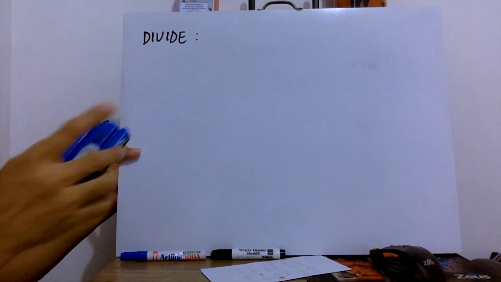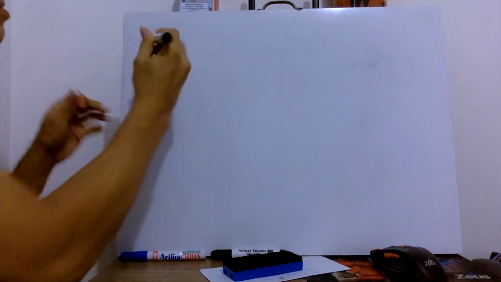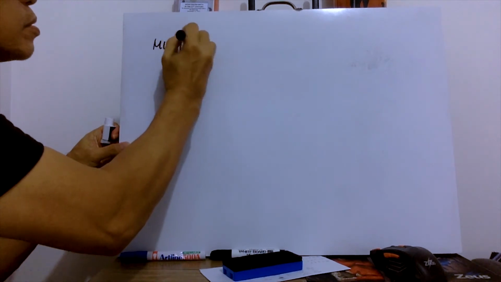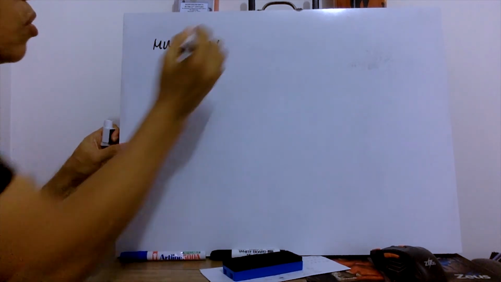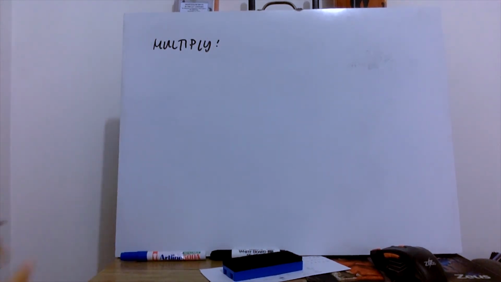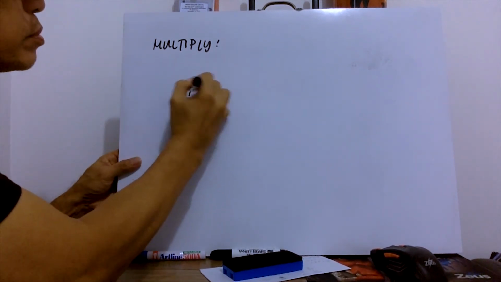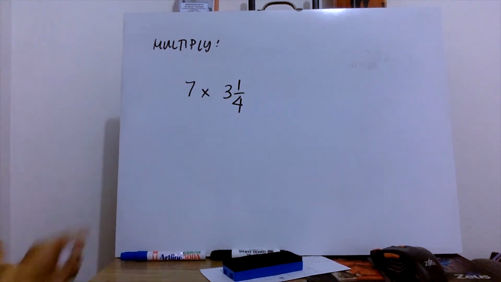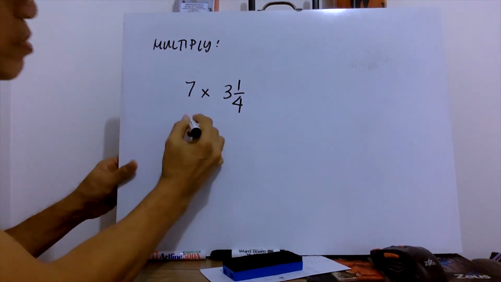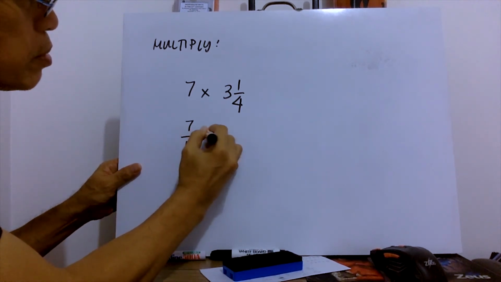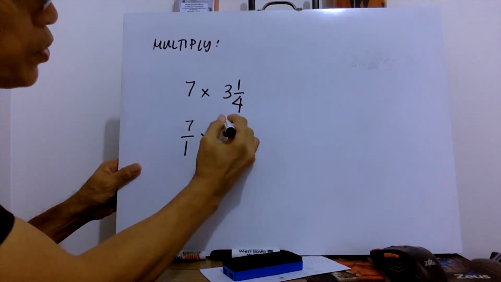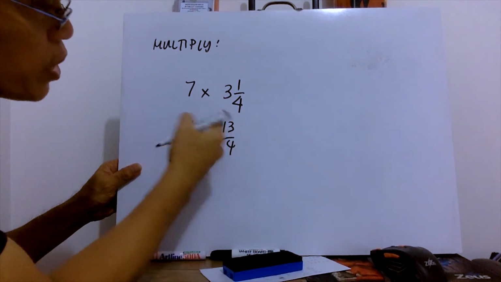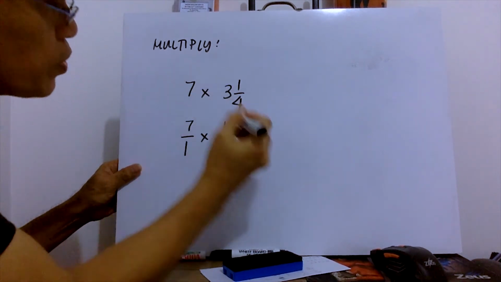Now there's something I forgot in multiplication. Let's go back first. What if we're multiplying a whole number and a mixed fraction? There. Same thing. 7 over 1. 13 over 4. Check again. 3 times 4 is 12 plus 1, 13.